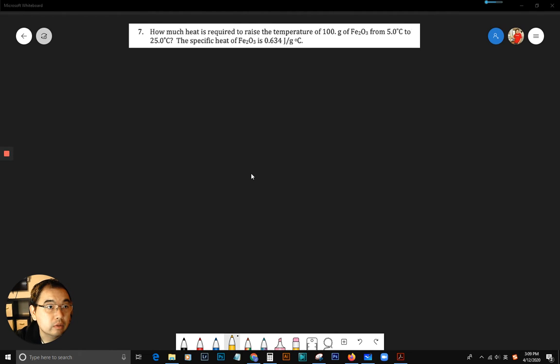Okay, everyone, so let's solve this problem. This problem is asking how much heat is required to raise the temperature of 100 gram of the iron oxide from 5 Celsius to 25 Celsius. And we already know the specific heat of this compound, iron oxide. Well, this is a pretty typical thermochemistry question.